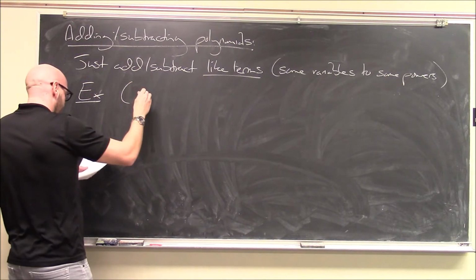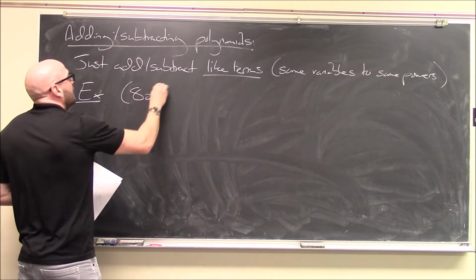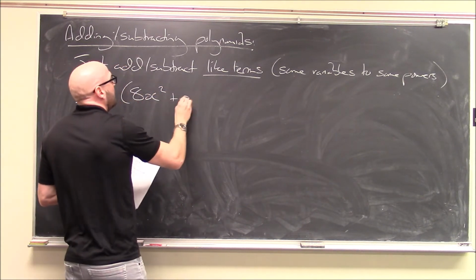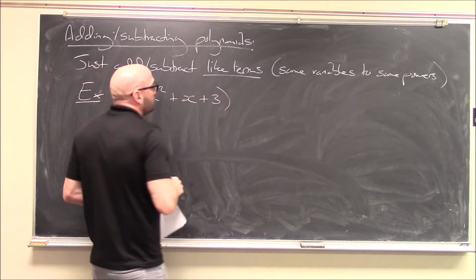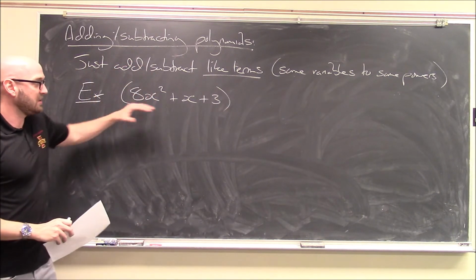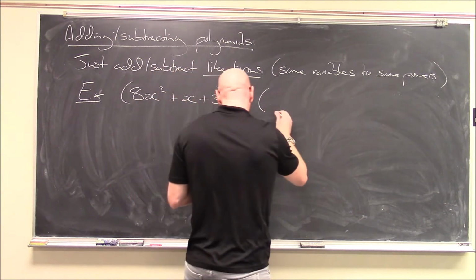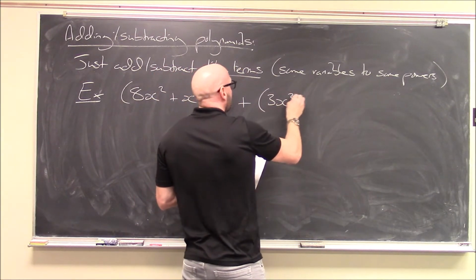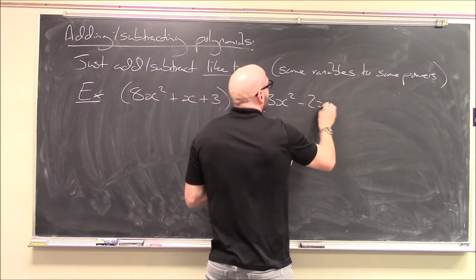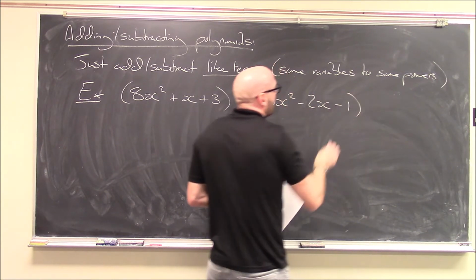So, for example, here's a polynomial. 8x squared plus x plus 3. Don't really need the brackets here, I just want to indicate which 2 polynomials I'm adding together. Plus 3x squared minus 2x minus 1.